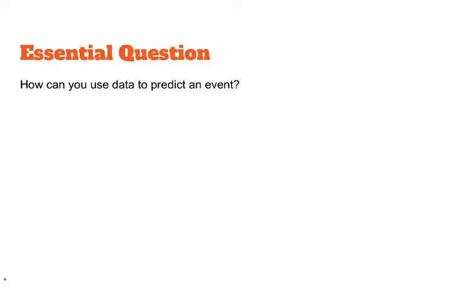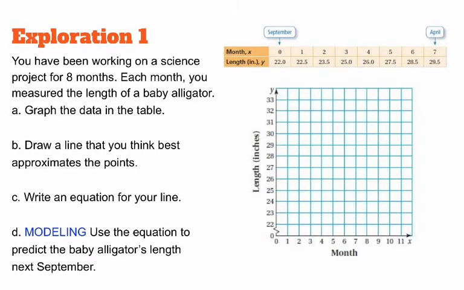What we're really focusing on today is how can you use data to predict an event? I told you guys this is exactly why I love stats, because we get to make predictions about the given relationship that we have. So we're going to use what we know, and then we're going to take that one step further, and we're going to start predicting what we think the outcome will be. Let's take a look at this first example.